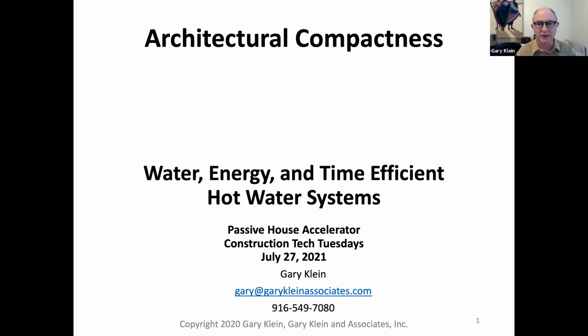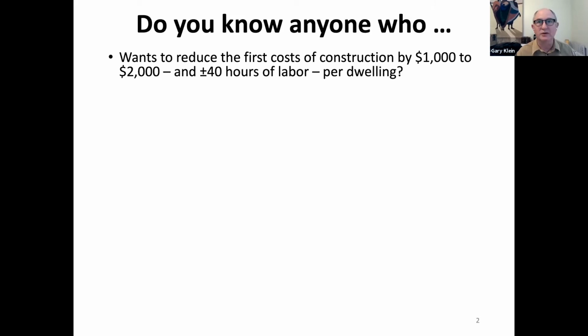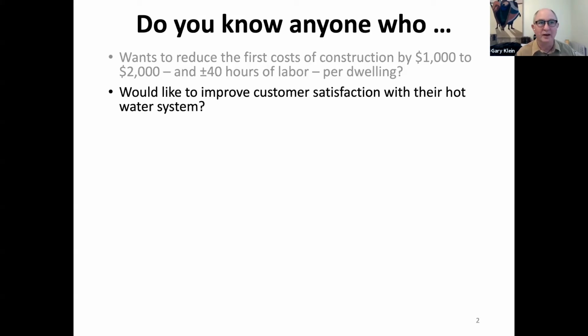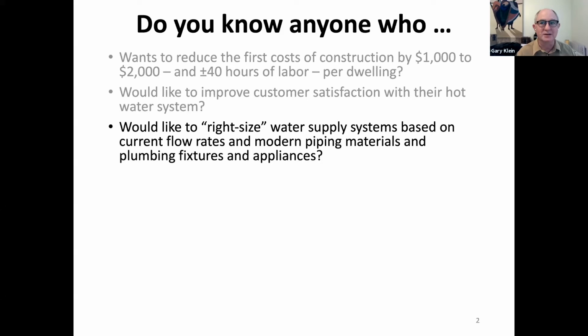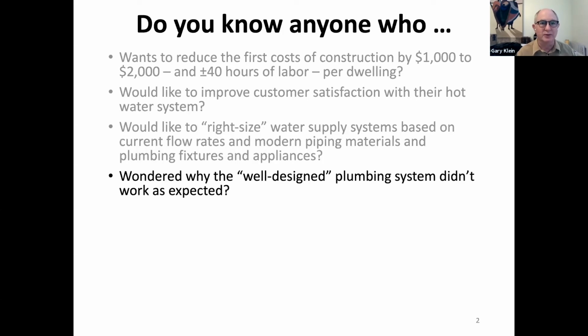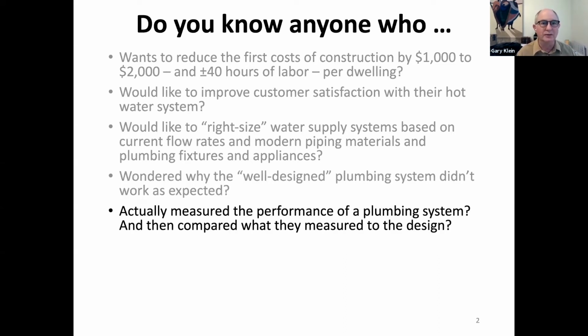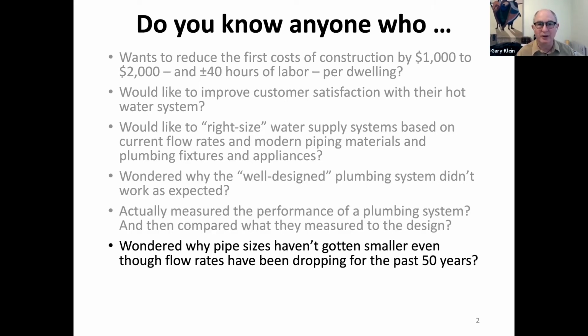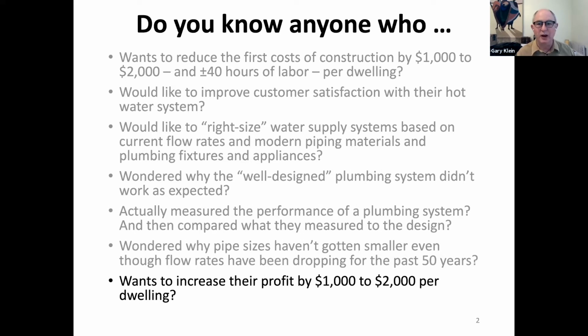I want to talk about how buildings are designed so that the plumbing can be connected. All right, do you know anyone who wants to reduce first cost of construction by $1,000 to $2,000 per building and about a week's worth of work? Improve customer satisfaction, right-size systems based on modern materials, flow rates, and design principles. Wondered why the well-designed plumbing system in your last building didn't work as expected? Me too. And has anyone actually measured the performance of a plumbing system and then compared what they measured to a real design? This is one of my pet peeves, as many of you know: why pipe sizes haven't gotten smaller, even though flow rates have been dropping for forever. And if anyone would like to increase their profits by $1,000 to $2,000 per building. So if any of these answers are yes, you're in the right room.